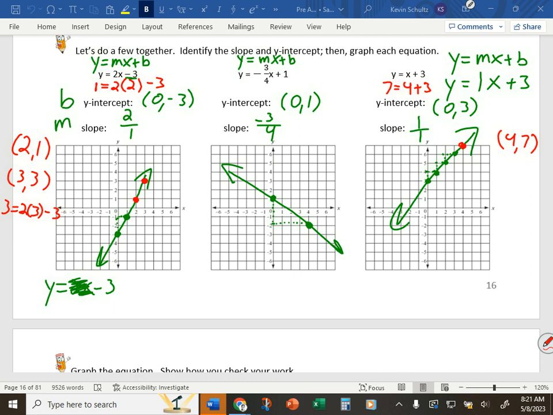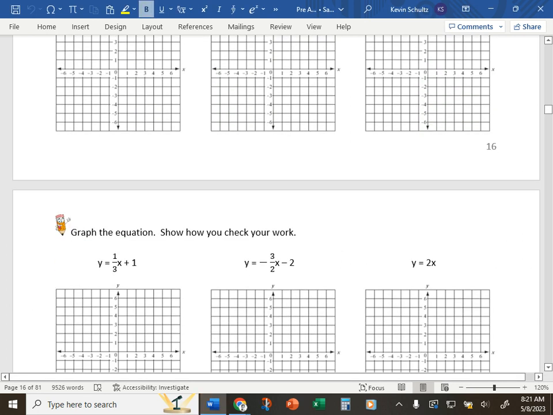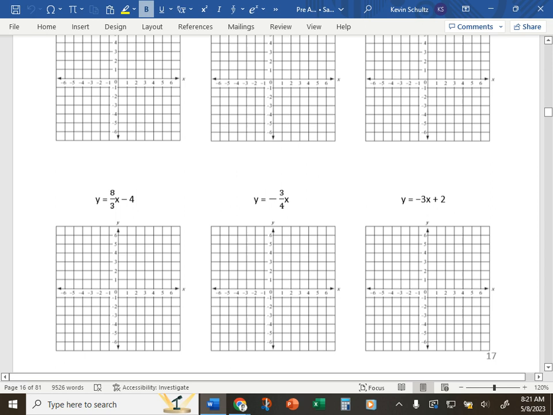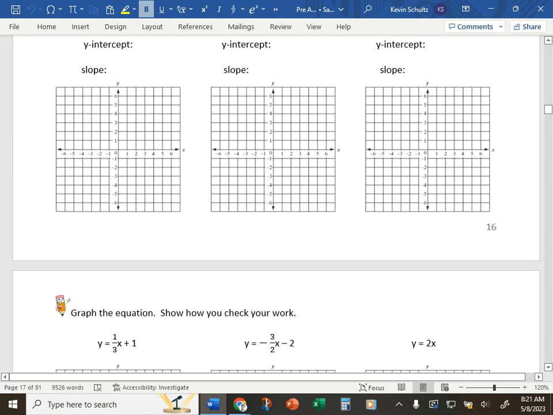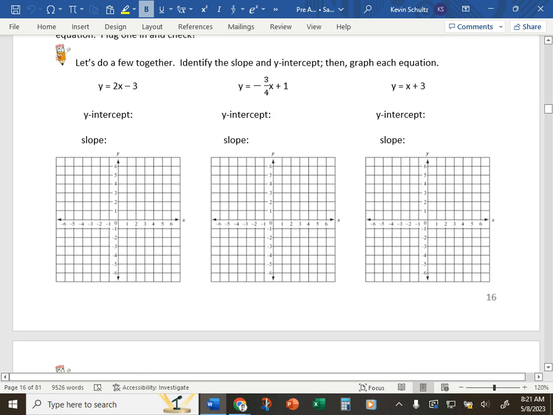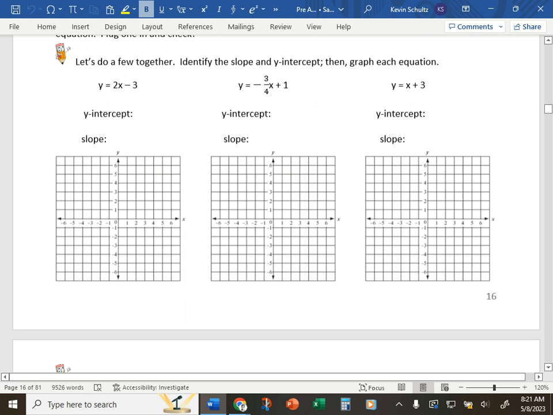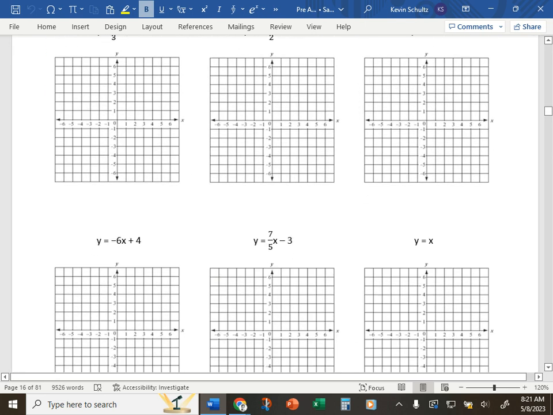Questions, comments, concerns, complaints, compliments, congratulations, criticisms. Okay. For practice, for homework, for tomorrow, looking at this second page, you've got 9 of them to do. Okay. They're all in slope-intercept form. I don't have you write the y-intercept and the slope down like I did in the first 3 there. If you want to, I would recommend it.